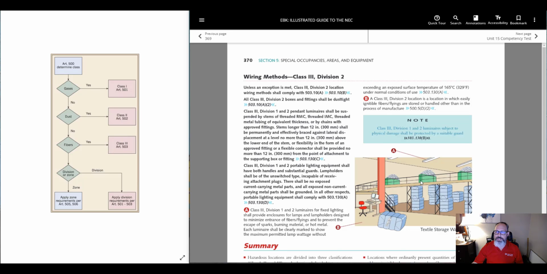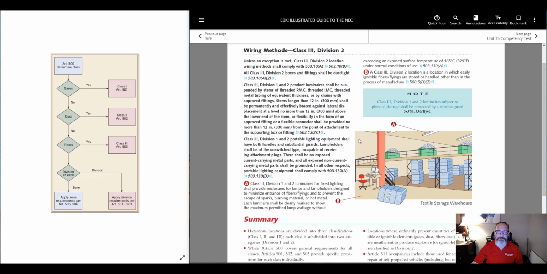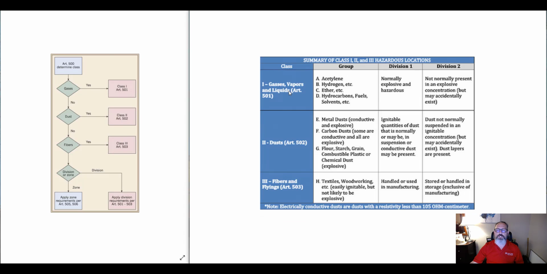Now, the other location that you could see is where they're baling textiles or they're storing that material. You can have dust in that location. They were considering that a Class 3 Division 2 where that storage is. So again, let's just look here really quick.